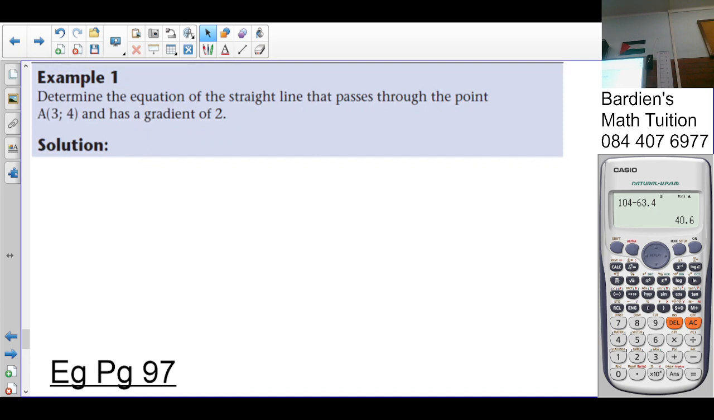We will be looking at example 1, and this is on page 96. The question says determine the equation of the straight line which passes through A, which is (3; 4), and has a gradient of 2. So where do I start? I started by writing the formula. y is equal to mx plus c. What is the gradient? 2. So y is equal to 2x plus c. So how do we calculate that c value? You substitute the point that the graph is going through, which is A. So do that quickly.